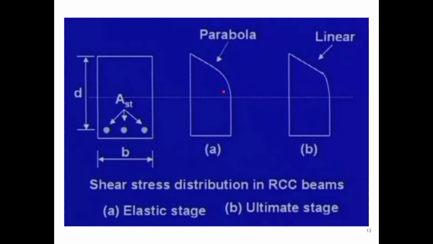As you can see from the diagram, the maximum shear occurs at the neutral axis, the center, which is contrary to the bending stress. If you see bending stress at the neutral axis, it will be zero. It will be maximum at the tension and compression zones. The higher the tension and compression, the more will be the bending stress.